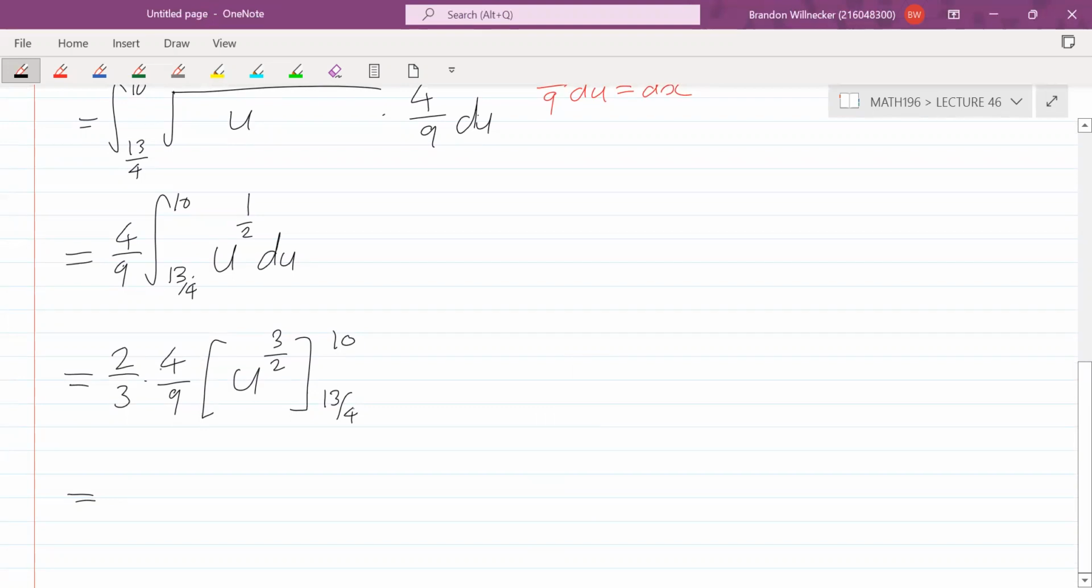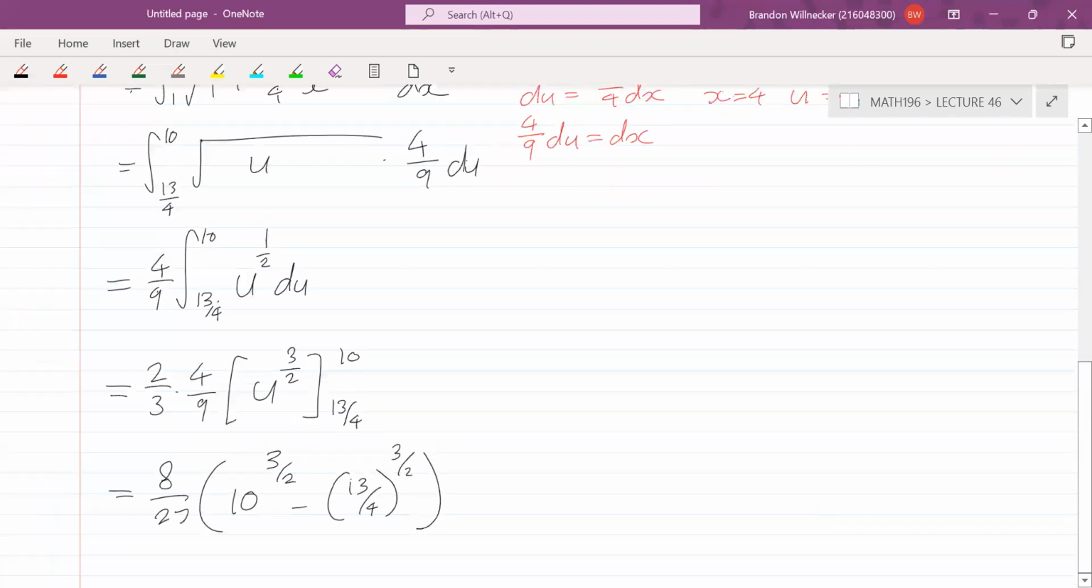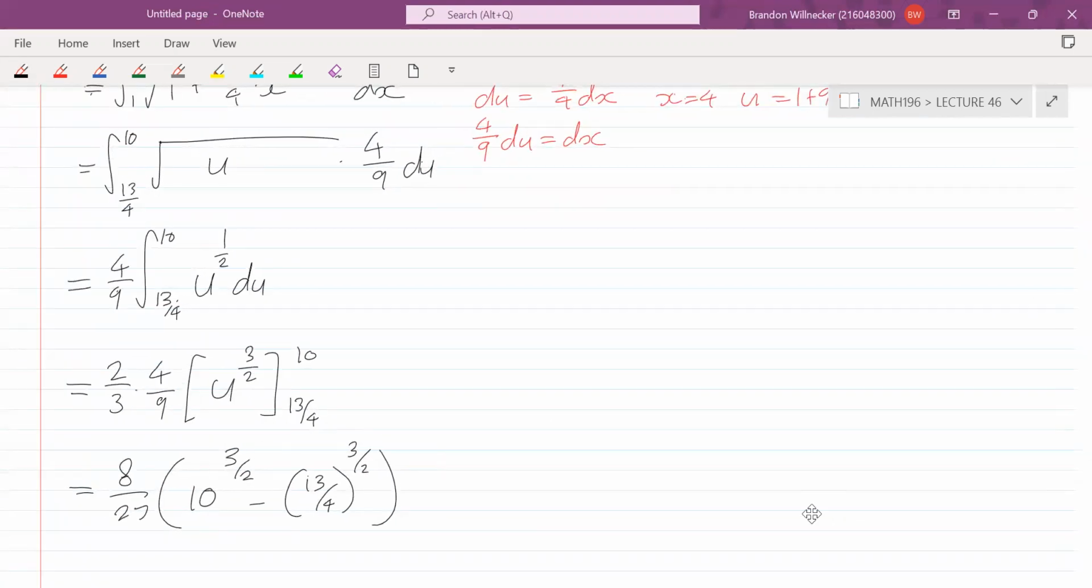Okay, so this gives us 8 over 27, 10 to the 3 over 2, minus 13 over 4 to the 3 over 2. Okay, so that's going to be the length of the curve. Okay, are there any questions about this example?